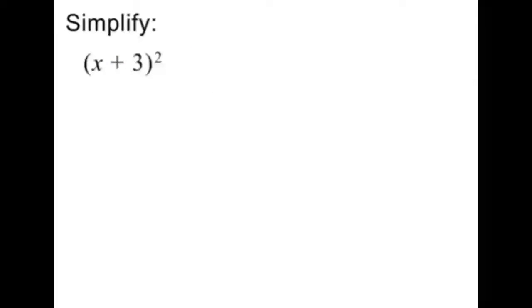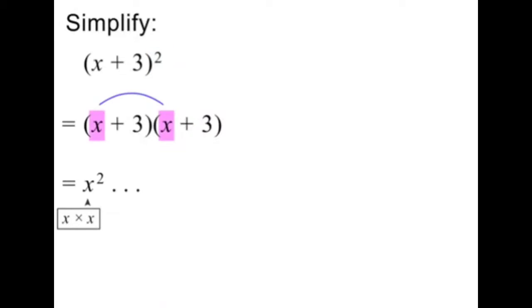The next example looks different. Do you know what it means? The power of 2 tells us that we need to multiply the bracket by itself. In other words, we need to do the following, which is what we've been doing the whole lesson.